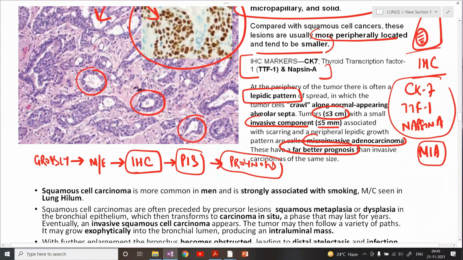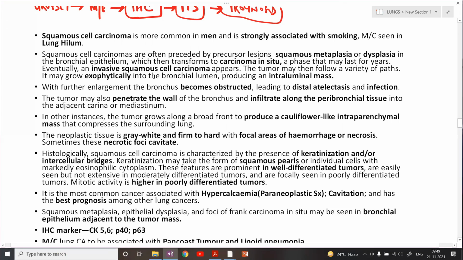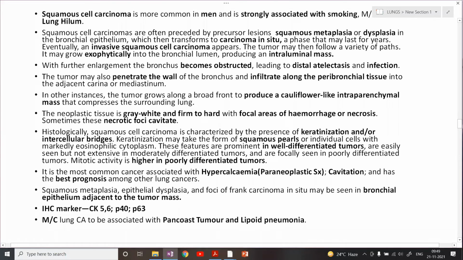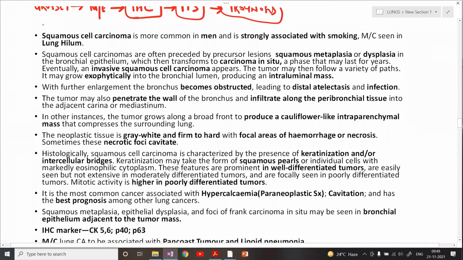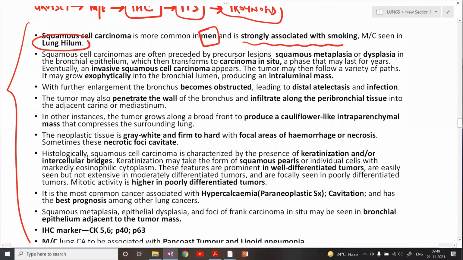Okay. Now we are going to the next important carcinoma, that is squamous cell carcinoma. Now these are very important terms, and you should learn them by heart, or at least understand what I'm trying to say. It is very common in men, strongly associated with smoking, and most commonly seen in the central part of the lung. So if this is the lung, this is the hilum part, so it will be seen somewhat over here or here.